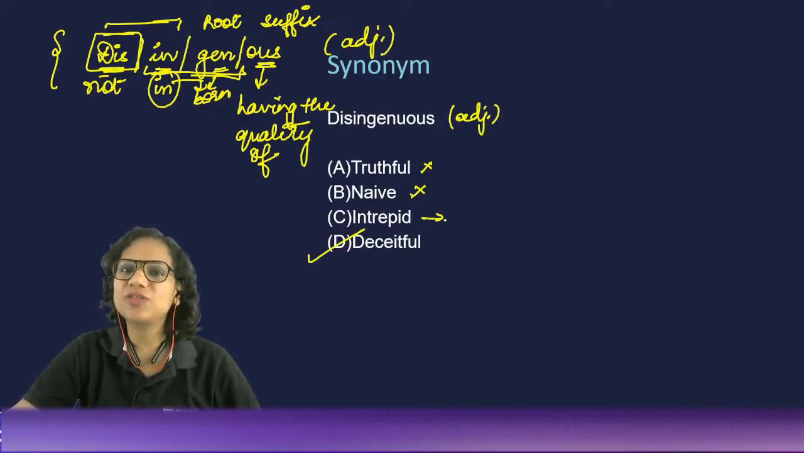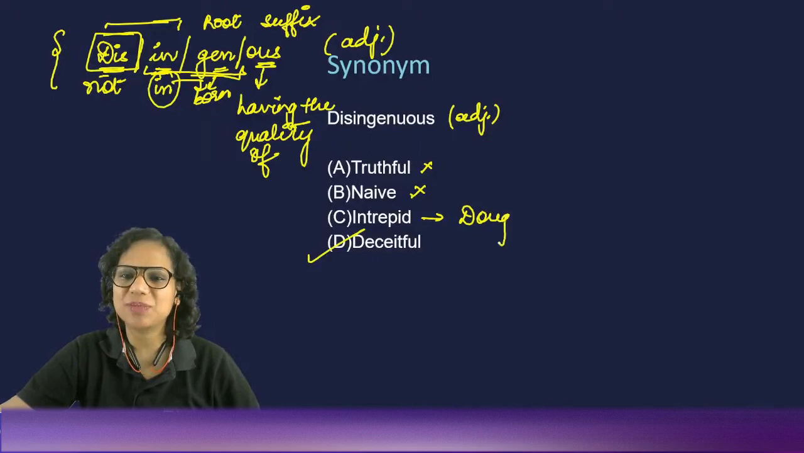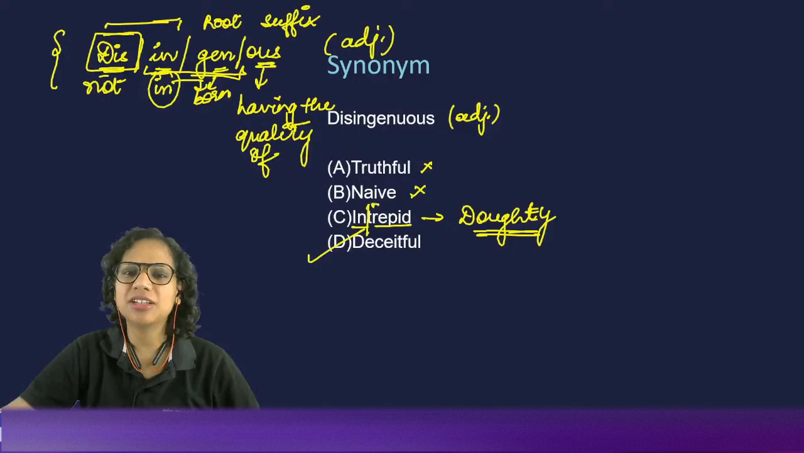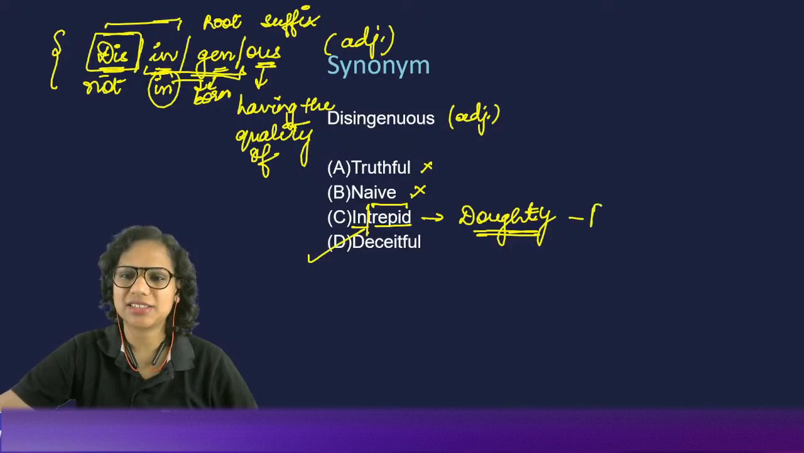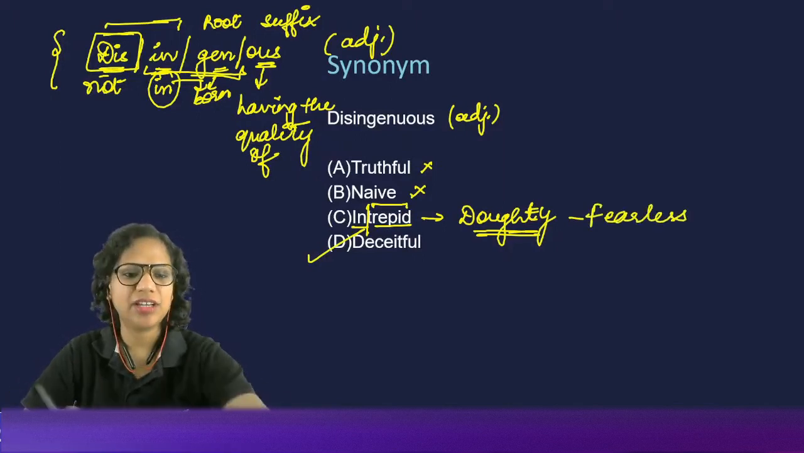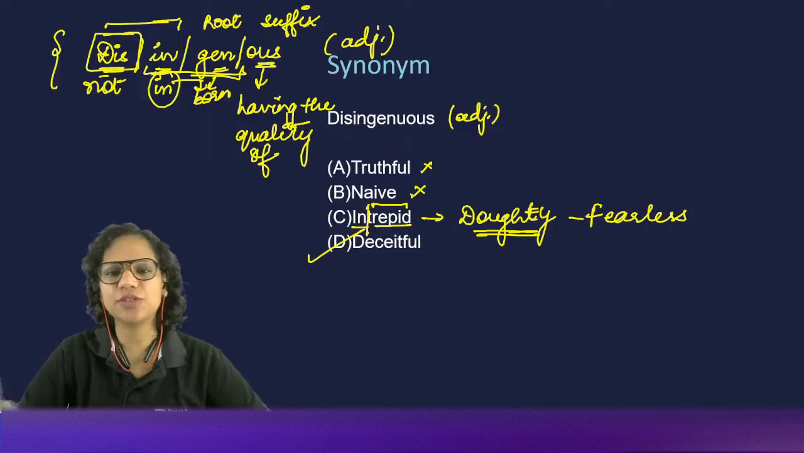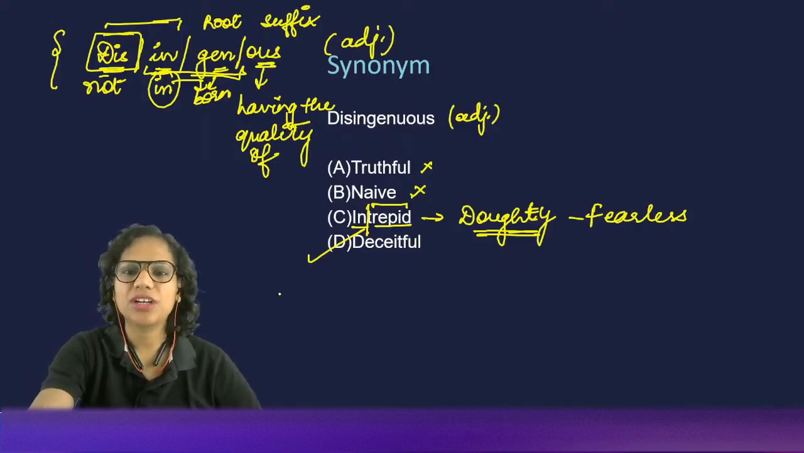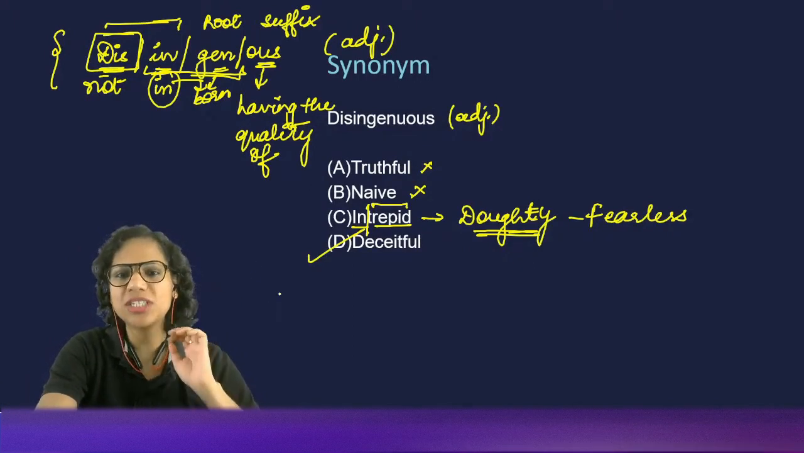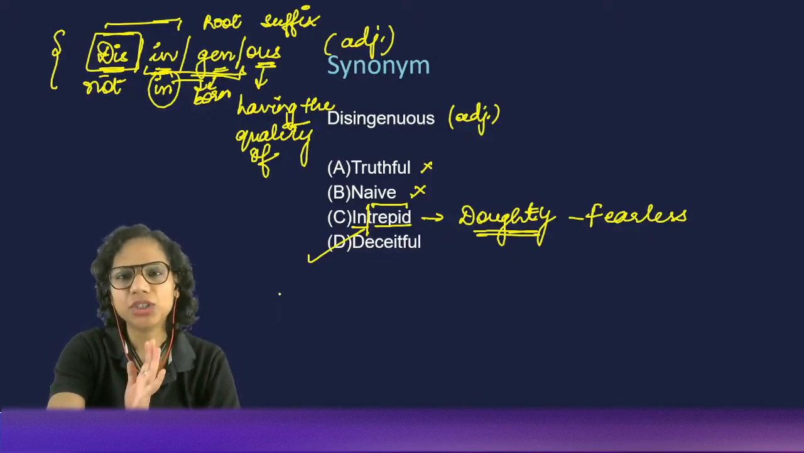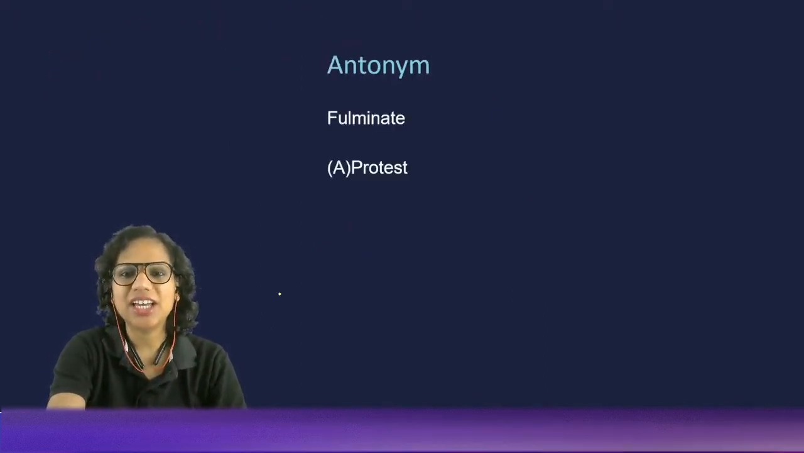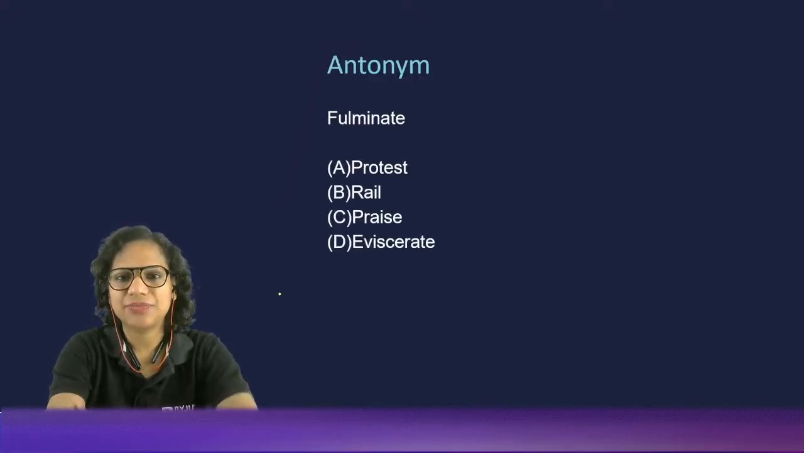Intrepid, we have done this word. Remember, we did doughty last time. If you remember doughty, I told you it means somebody who is fearless, somebody who is brave. So intrepid also means somebody who does not experience trepidation, who does not experience fear. So fearless. Excellent. All of you said D. D is the answer. Now, we learned the word disingenuous, and for some of you, intrepid could be a new word. Okay. What about this word fulminate? What does this mean?